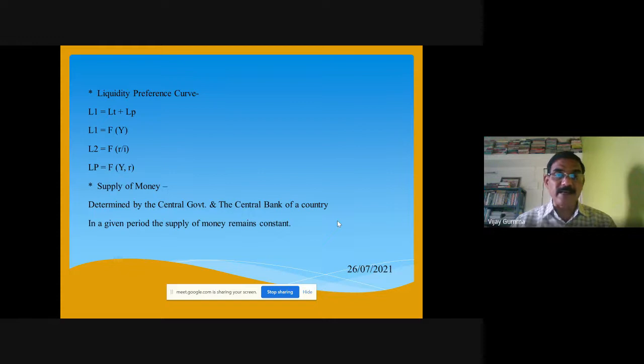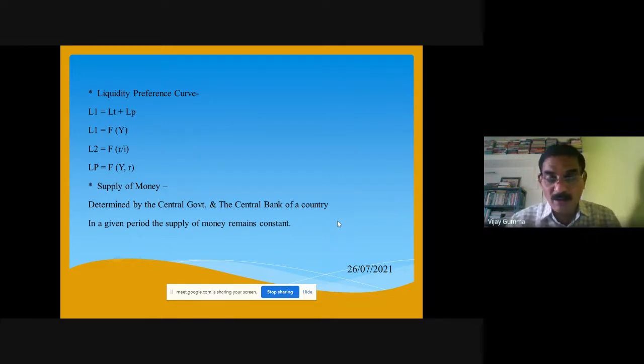On the other hand, there is a direct and proportionate relationship between the size of income of the people and demand for money for transaction and precautionary motive. The demand for money for speculative motive is symbolically expressed as LP is equal to L2 is equal to function of R or I. R or I stands for rate of interest prevailing in the market. L2, that is demand for money for speculative motive, depends upon the rate of interest. The higher the rate of interest, the lower will be the desire to hold money in the form of cash for speculative motive and vice versa.